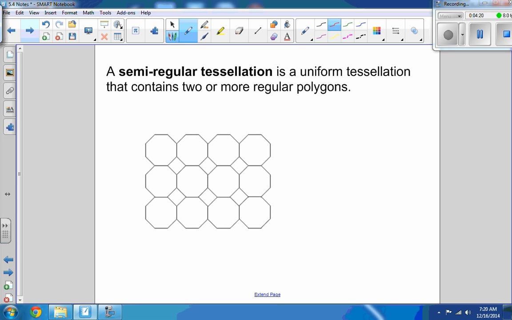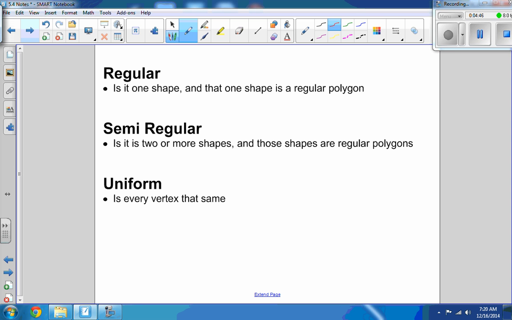A semi-regular tessellation is a uniform tessellation that contains 2 or more regular polygons. So remember, a regular tessellation was only 1 regular polygon. Semi-regular is where it contains 2 or more regular polygons. So look, square, 2 octagons, square, 2 octagons, and these are all regular polygons. So regular is when there's one shape, and that one shape is a regular polygon. Semi-regular is 2 or more shapes, and those shapes are also regular polygons. Uniform is when every vertex is the same.